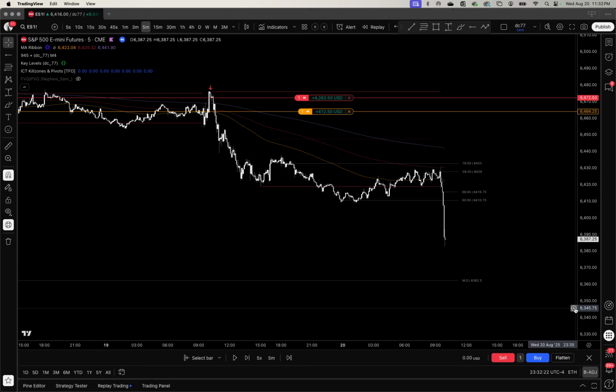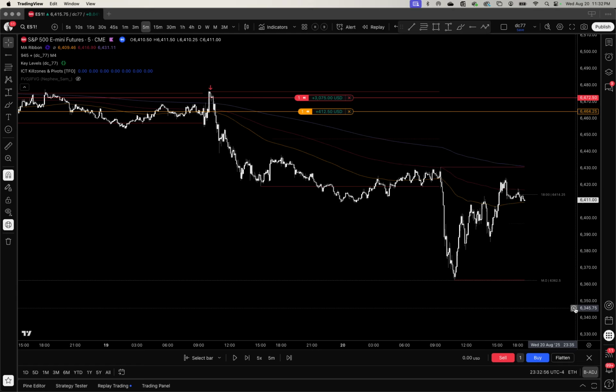You know, I've watched a lot of ICT videos, and I cringe when I imagine "to the tick." But look at this. And then price seeks to balance itself right back to midnight open. Right back into no man's land for the next day.